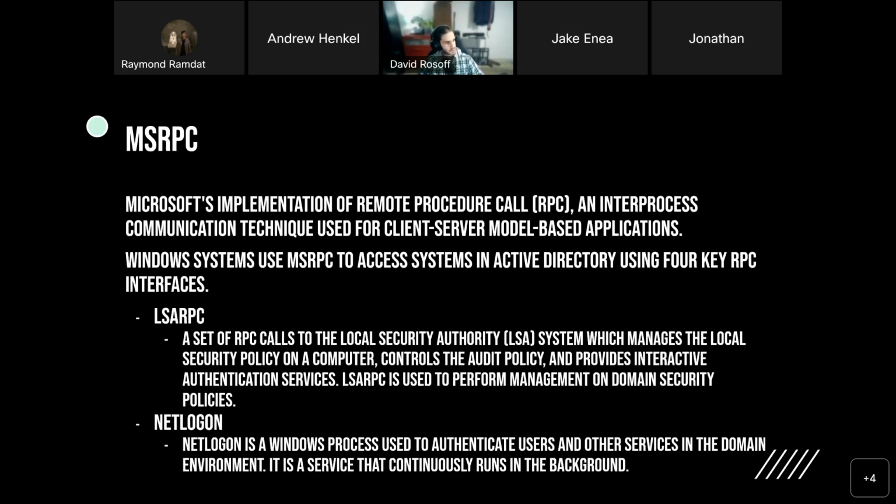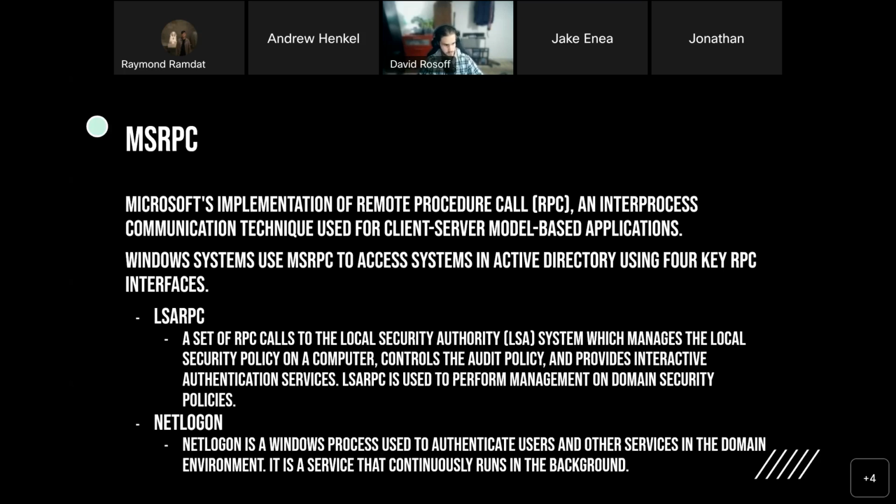The fourth protocol we're going to talk about is MSRPC. This is Microsoft's implementation of remote procedure calls, or RPC. RPC is a way for processes to communicate with each other. Basically, there are four key RPC interfaces that MSRPC implements. First, you have LSA RPC, which is a set of RPC calls that can be used to talk to the local security authority, or LSA. LSA manages the local security policy on a computer.